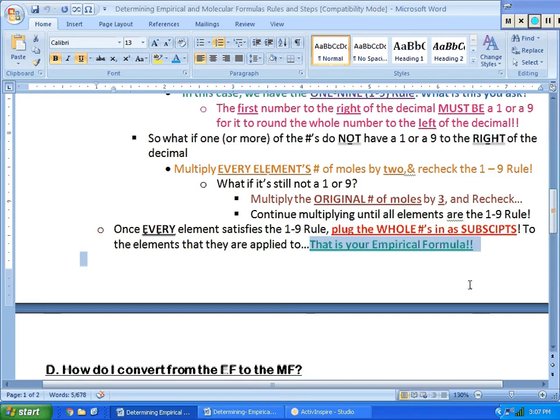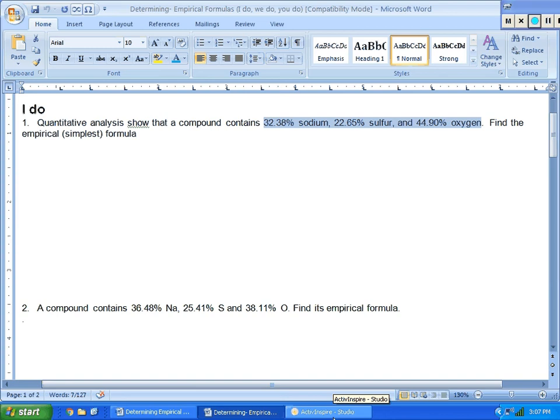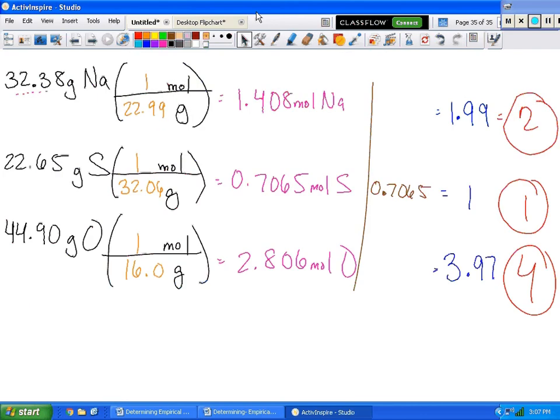So your final answer, once we come back to this, would be what? What are these numbers going to be plugged in as? Subscripts. So your final answer is, let me write it up here, Na what? 2, S, you don't have to write the 1, O, and that is your final answer. You tell me. What did we just solve for, Massimo? The empirical formula. Very good.